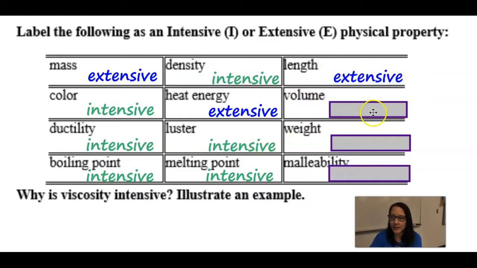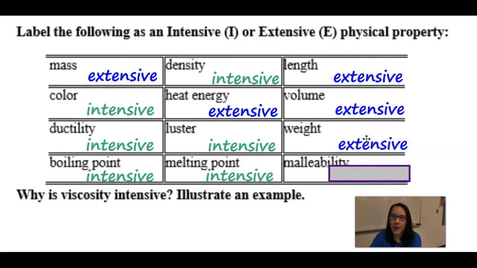Length is extensive, volume extensive, and weight extensive. All of them are going to change and be different if you have half as much of your material. And then finally, malleability is the ability to hammer a metal into a flat sheet. And so that's going to be intensive. It doesn't matter how much of the metal you have, your ability to hammer it into a flat sheet is going to remain the same.